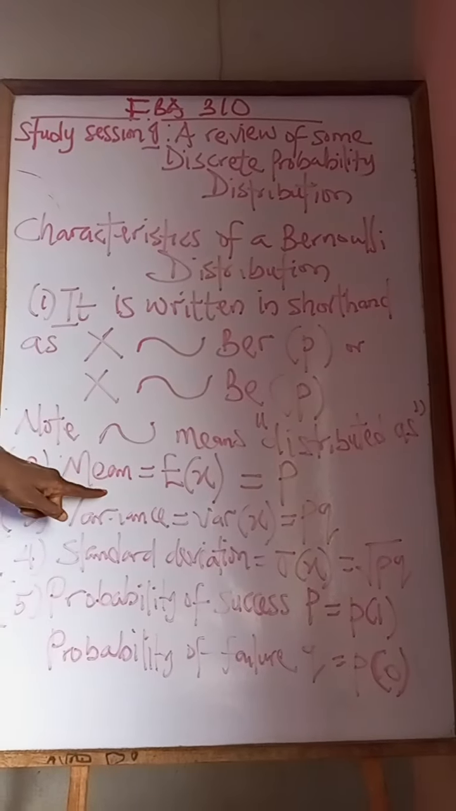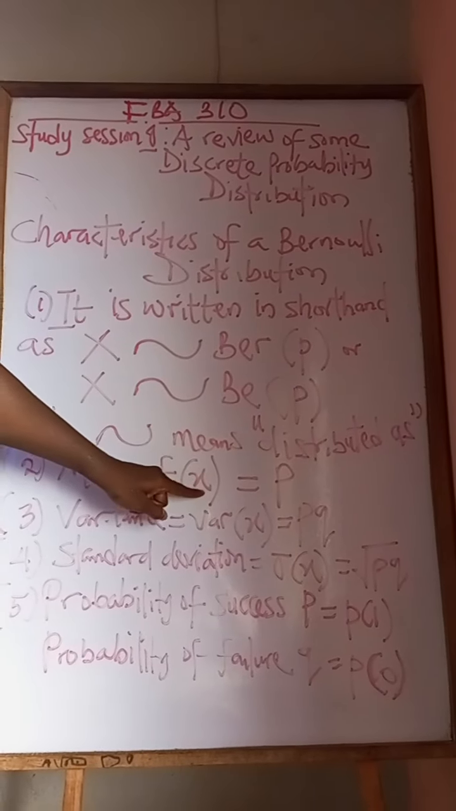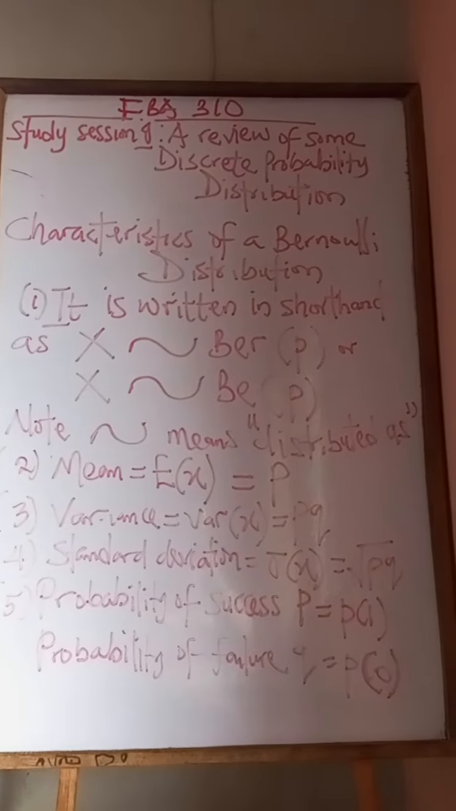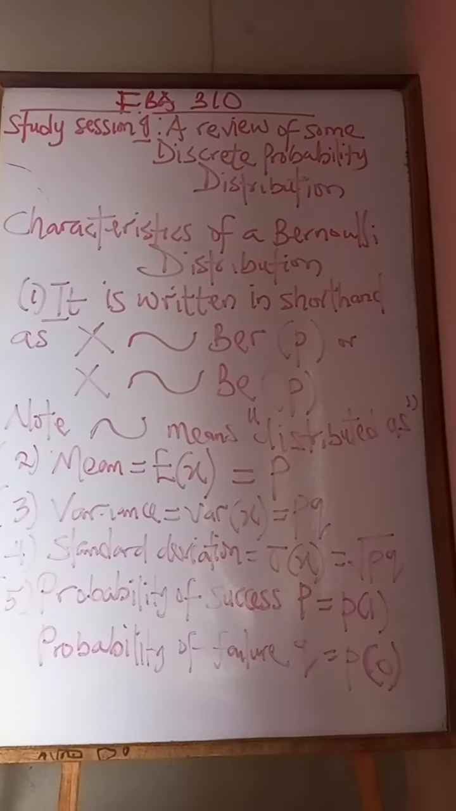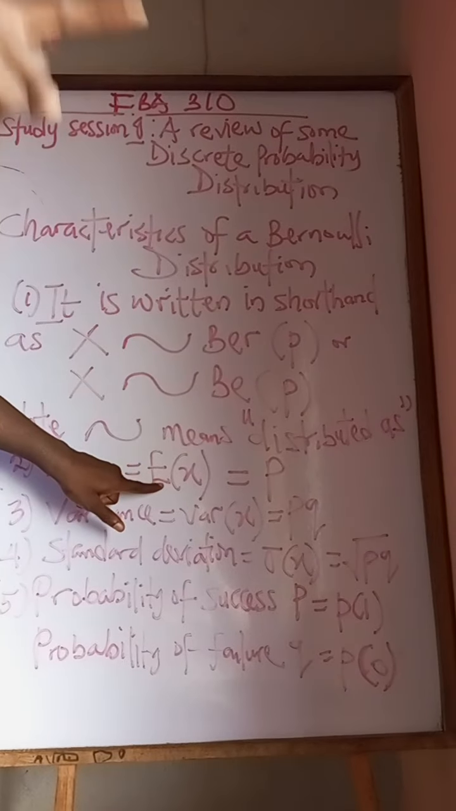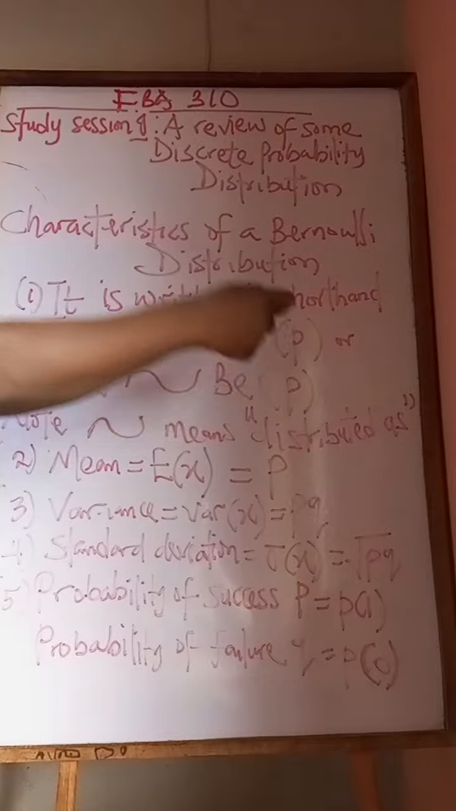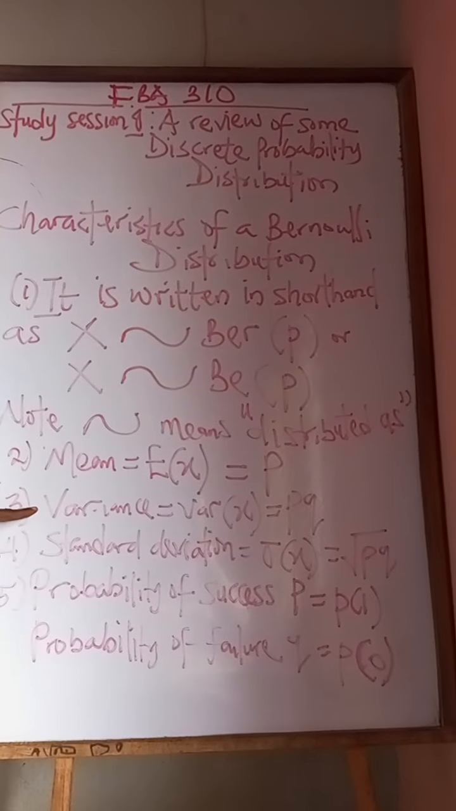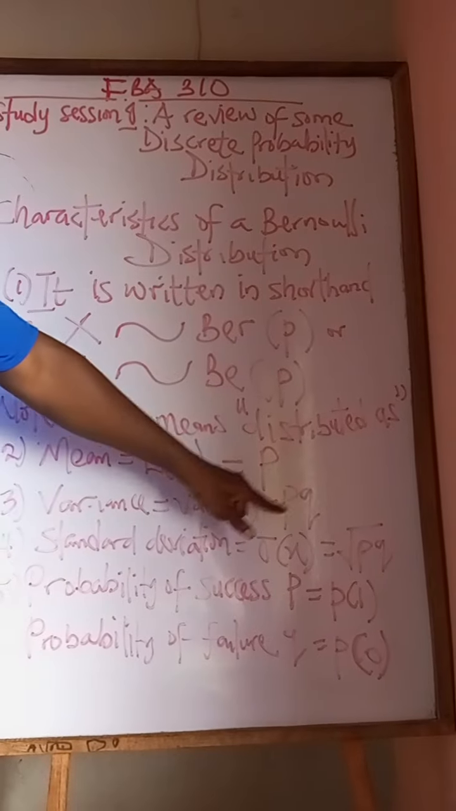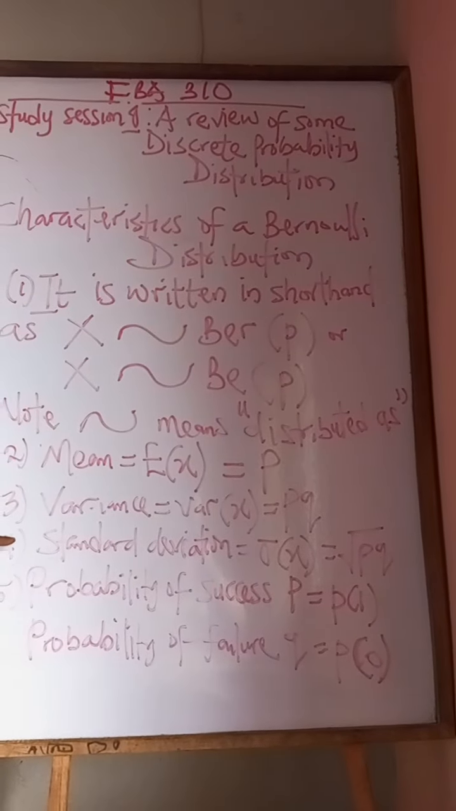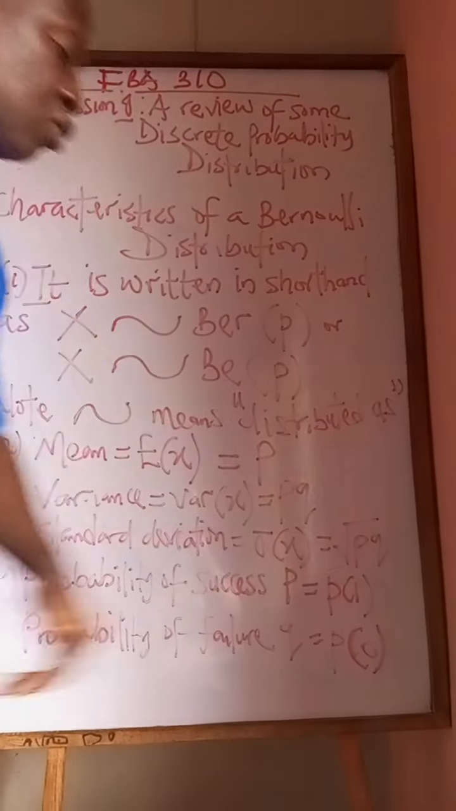Then number two, the mean of Bernoulli is given by what? E(X), and the answer for that is p. So when you are asked to find the mean of a Bernoulli distribution, or they write the symbol E(X), whatever you see here is your answer. Then your variance is given by Var(X), and that one is pq. And your standard deviation, given by this symbol, equals the square root of pq.